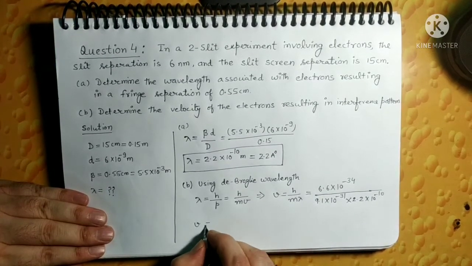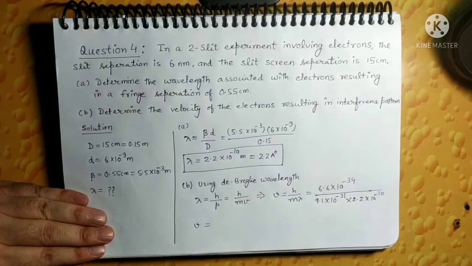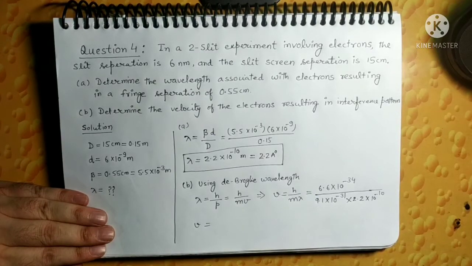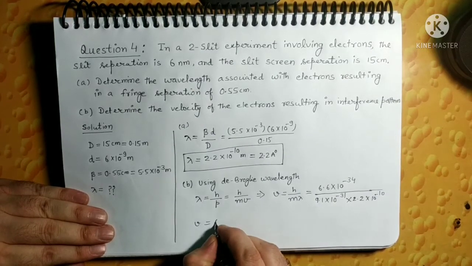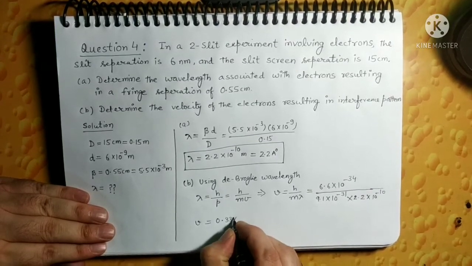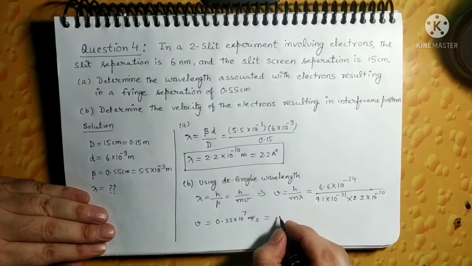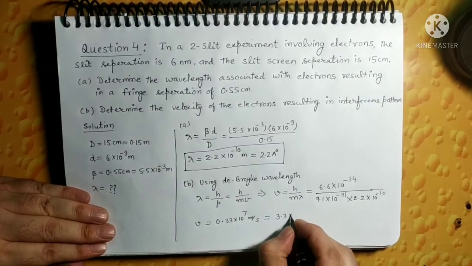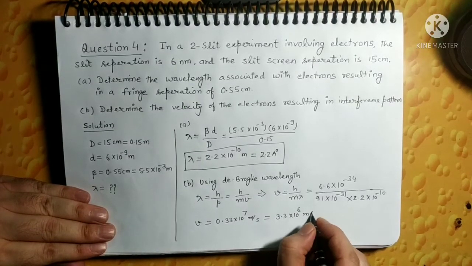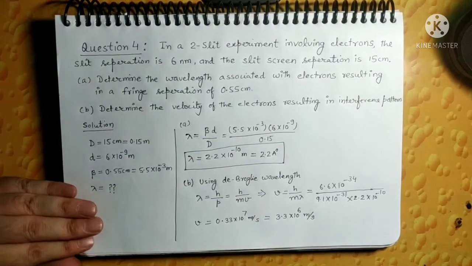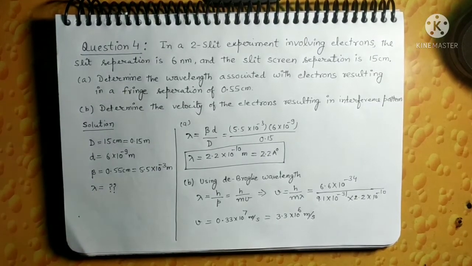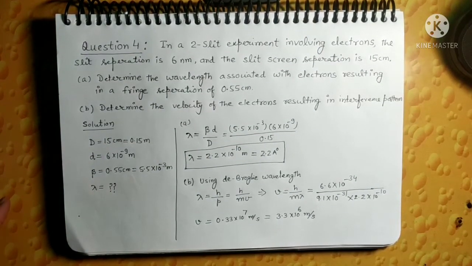So v will be, let us calculate. So 6.6 divided by 9.1, then divided by 2.2. So it is approximately 0.33 into 10 to power 7 meter per second, or we can say that it is 3.3 into 10 to power 6 meter per second. So this is the velocity of the electrons associated in this experiment.